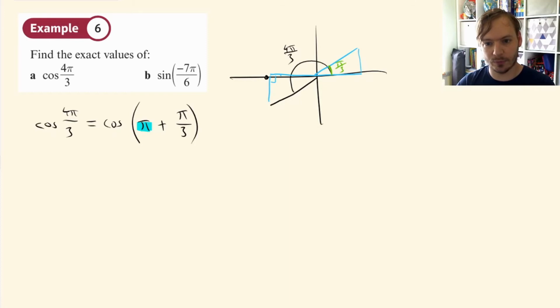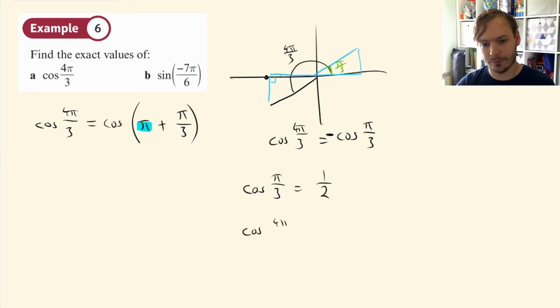So from our CAST diagram we can see that cos of 4 pi over 3 is the same as cos of pi over 3, except this one on the left is negative and this one's positive. So I need to take the negative of cos of pi over 3. Pi over 3, well, that's one of our easy values as well. If you want to flip it into degrees, that's the same as 60 degrees. Cos of pi over 3 is 1/2, which means that cos of 4 pi over 3 equals negative 1/2, and we're finished.